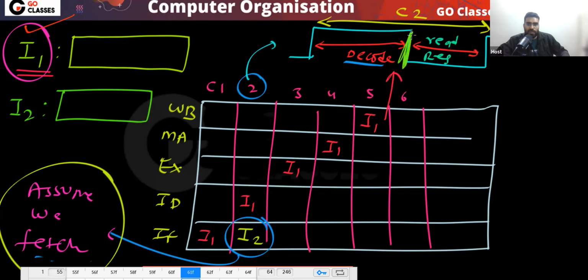So at this point of time, we will know whether I1 is a branch or not, correct? Agree? At this point of time, I will know whether it is a branch or not. But before that, I2 we have already fetched. Yes or no? Agree? Before that, I2 we have already fetched.